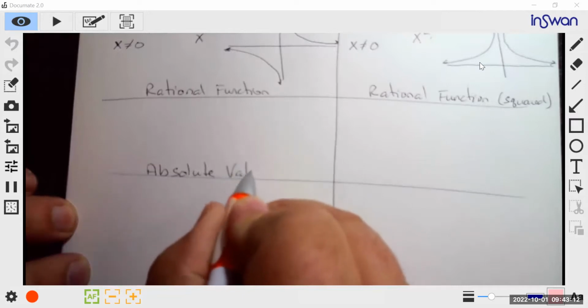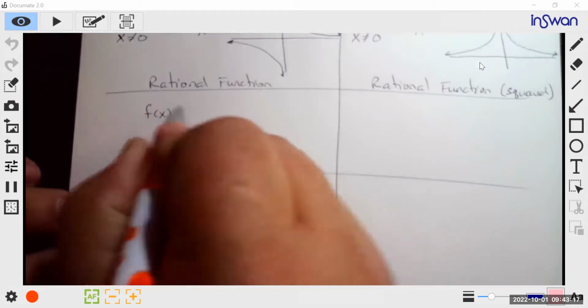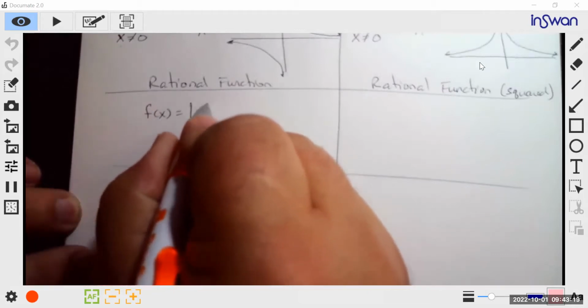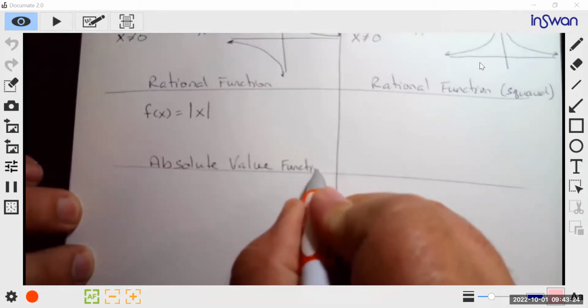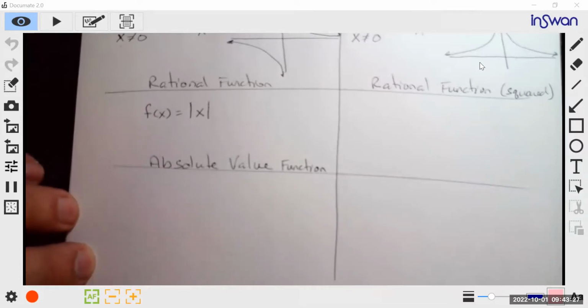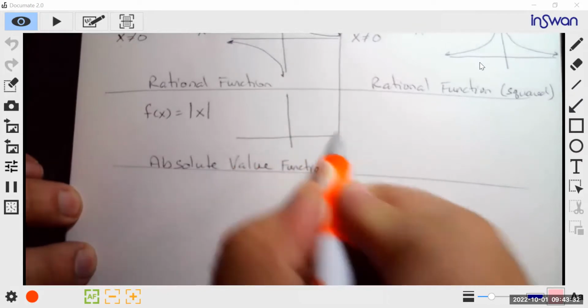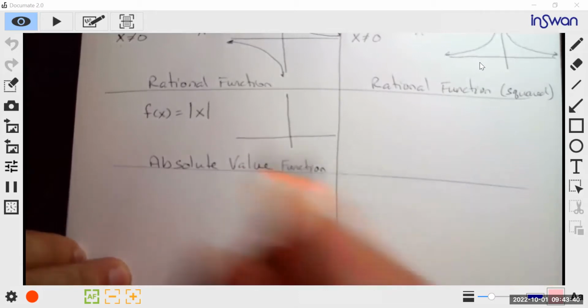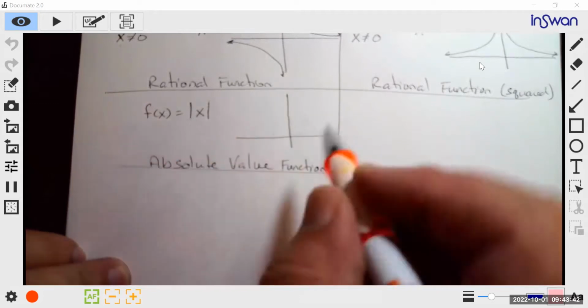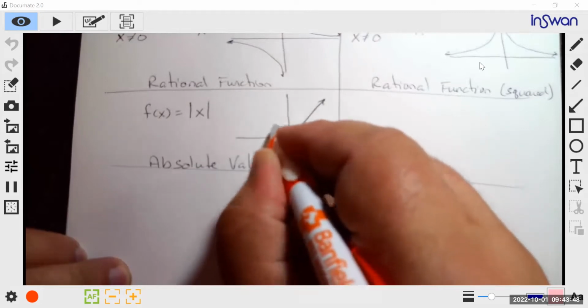The absolute value equation or function. The only thing we know about absolute values is it can never equal some 0. You can put positive and negative inside there and 0, it'll always be positive. So it would look something like this.